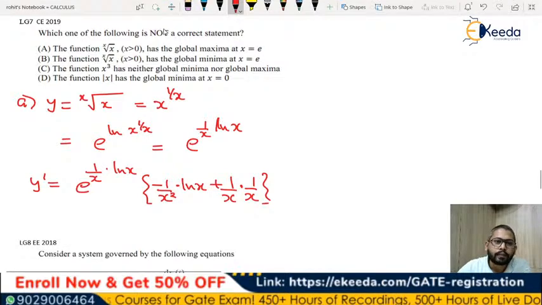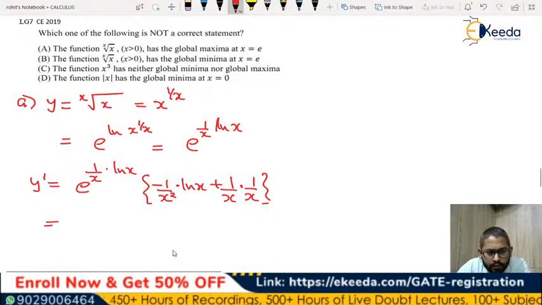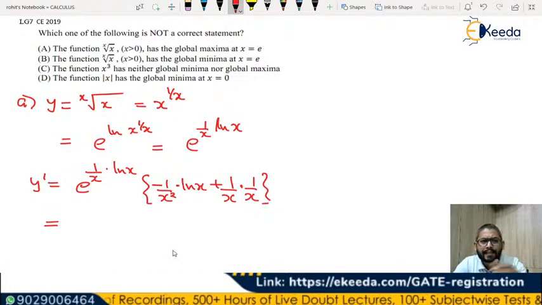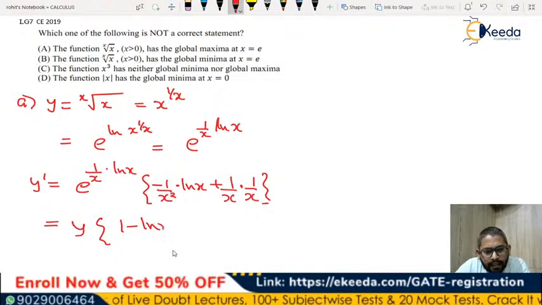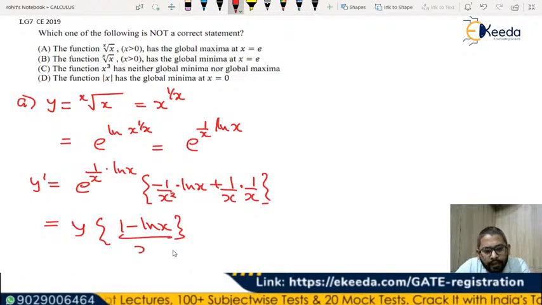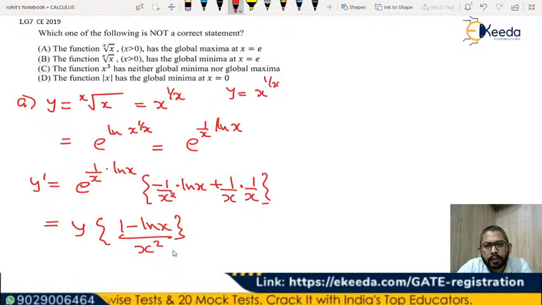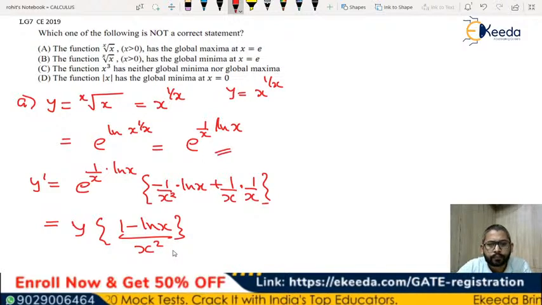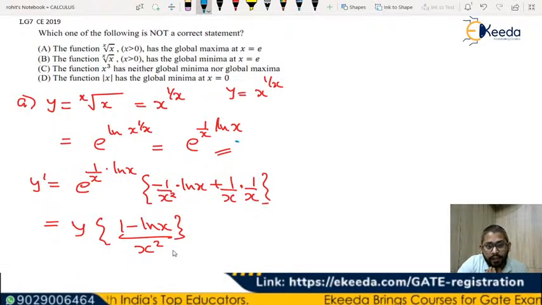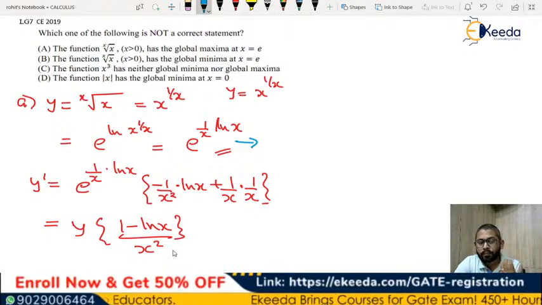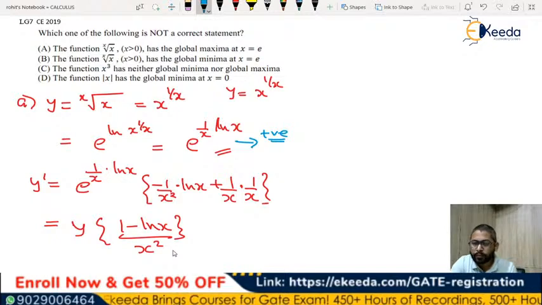So I'm writing it as y dash is equal to e to the power of 1 by x ln x, which is directly y, into 1 minus ln x divided by x square. What is y? Y is x to the power of 1 by x, right? Now you can clearly see that this value is going to be non-negative. It cannot be negative. It has to be positive always.